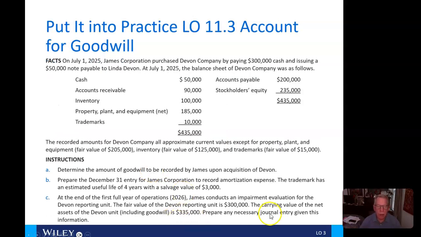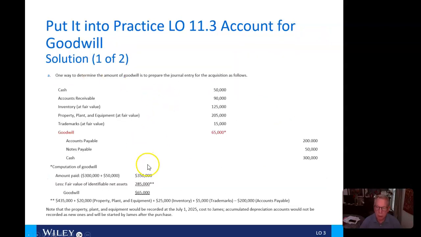The $300,000 was here in cash, and then the $50,000 note payable. That's where we get the $350,000. All right, that results in $65,000 of goodwill.